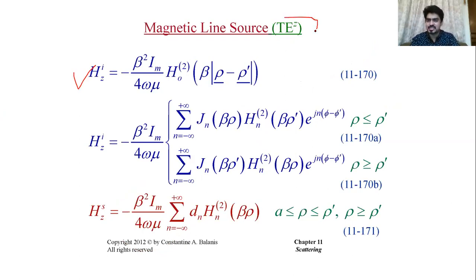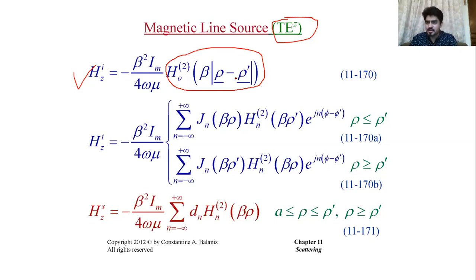This is nothing but TE to Z polarization. And if you remember, it is given by the Hankel function of the second kind with the displaced argument of rho minus rho prime. Now again, we have derived and gone through the addition theorem of Hankel function: if you have a Hankel function of the second kind with a displaced argument, how can we write it in terms of an infinite summation of Bessel function and Hankel function?